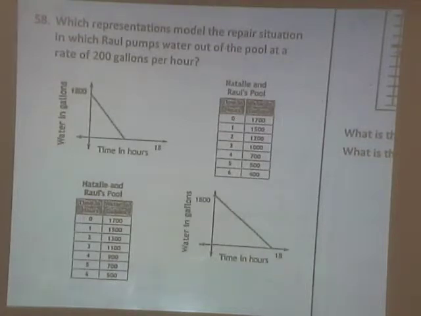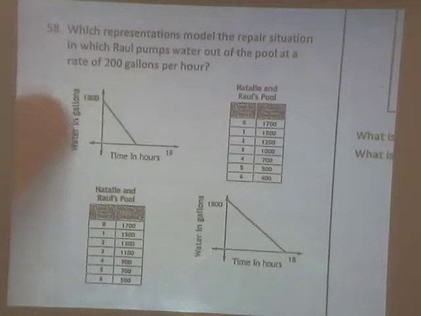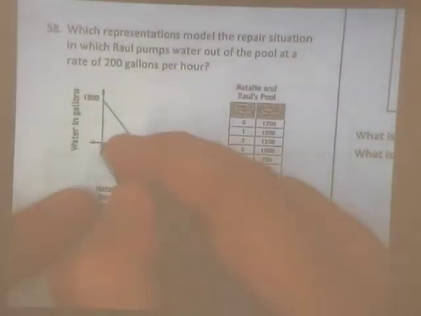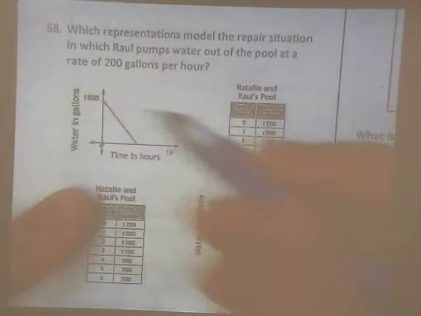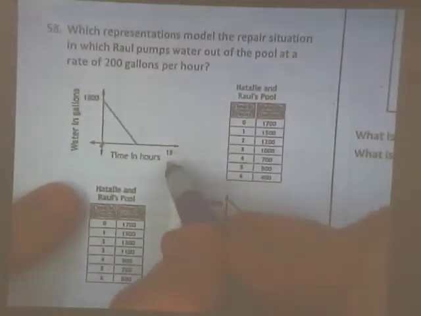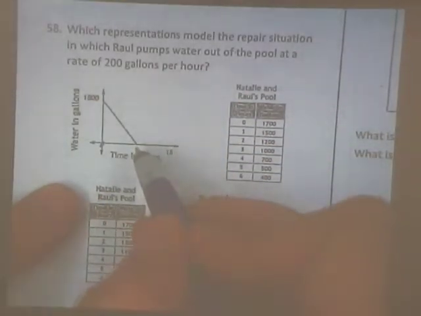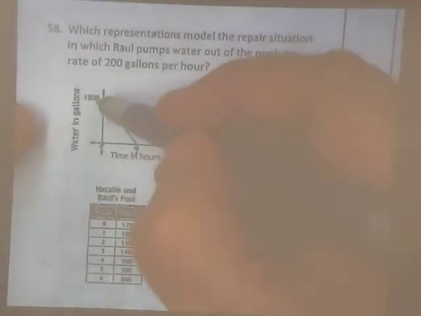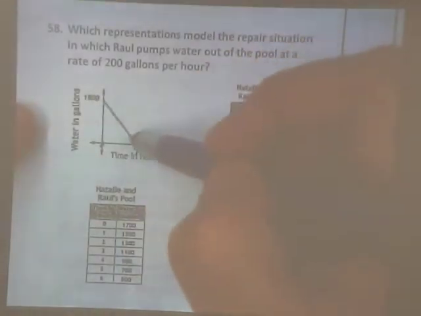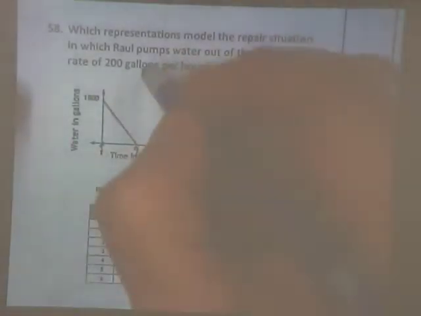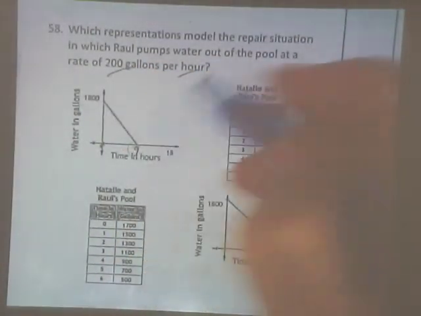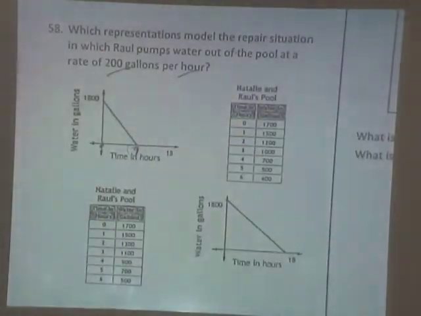Alright, so this first one, on the left-hand side we have water in gallons, so that's the amount of water in the pool. And on the bottom is time. So we're starting out at 0. Right when he starts out, there's 1,800 gallons in the pool. Now this is 18 over here, so it looks like we've got about 9 hours here. So after 9 hours, that 1,800 gallons comes down to 0, which is at a rate of 200 gallons per hour. If he's pumping 1,800 gallons out in 9 hours, that's 200 gallons per hour.